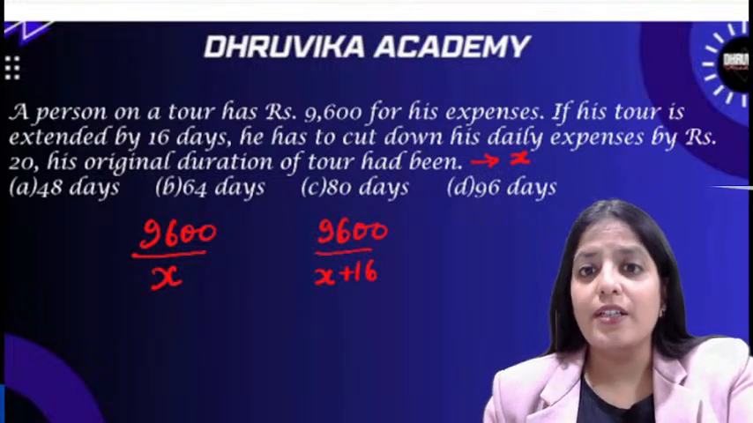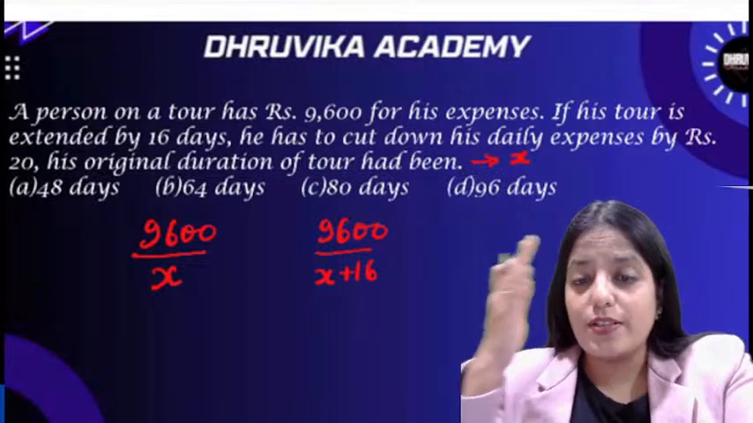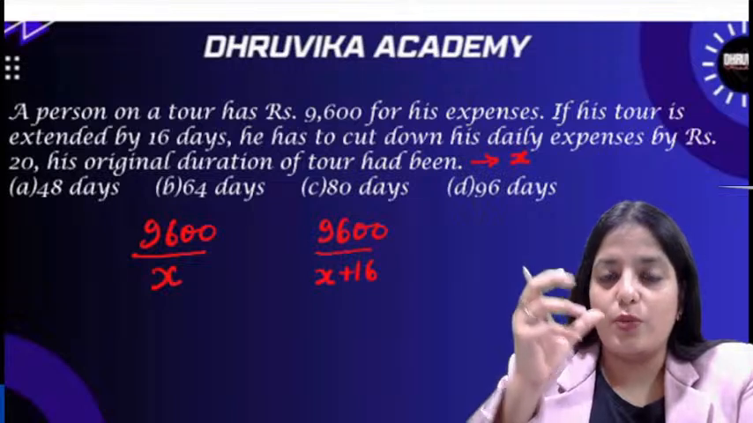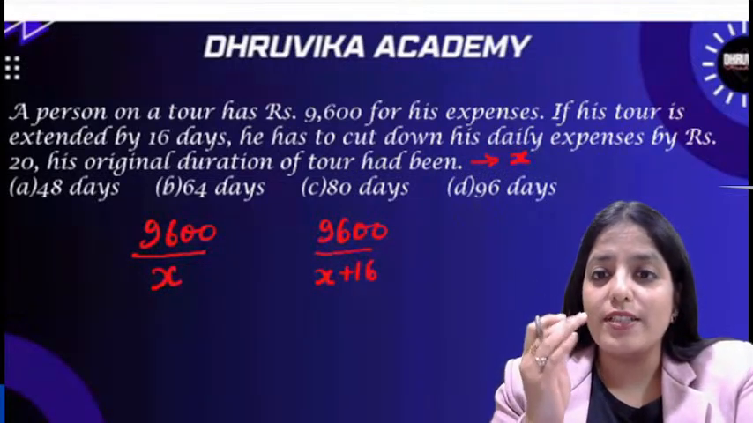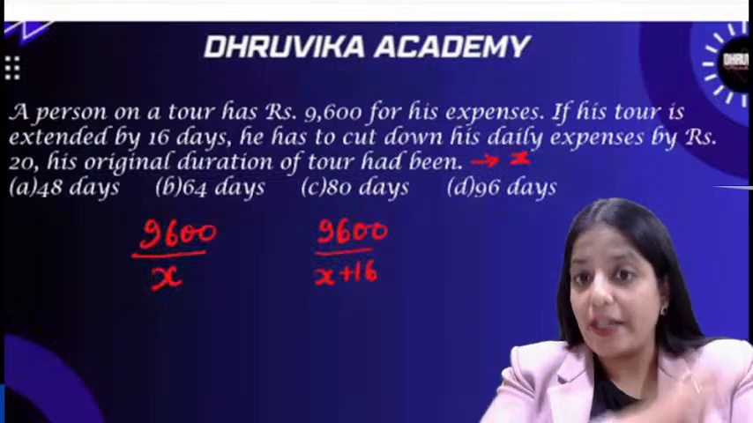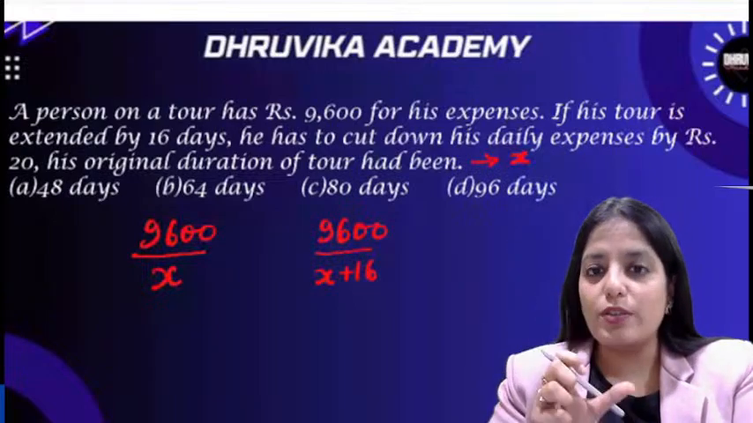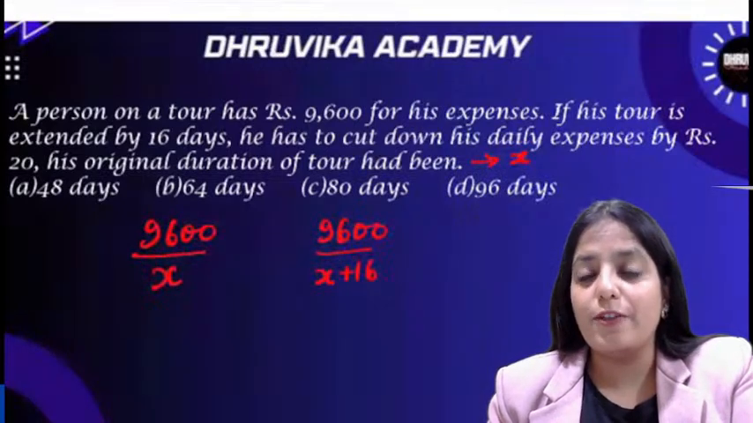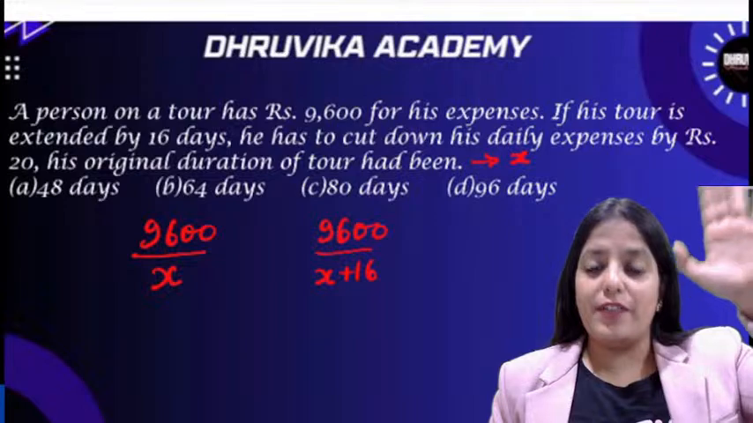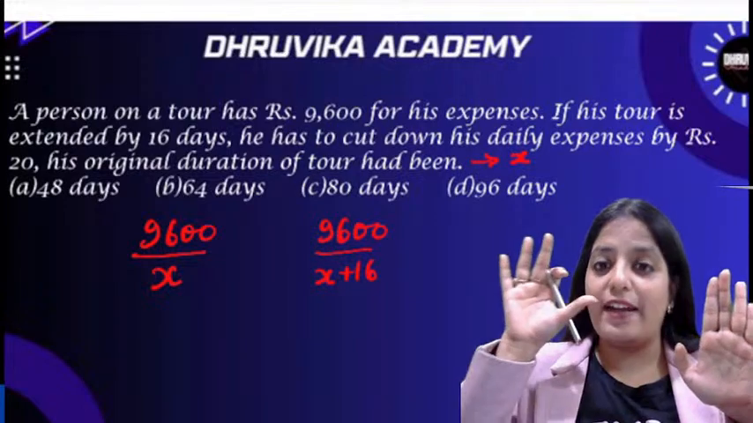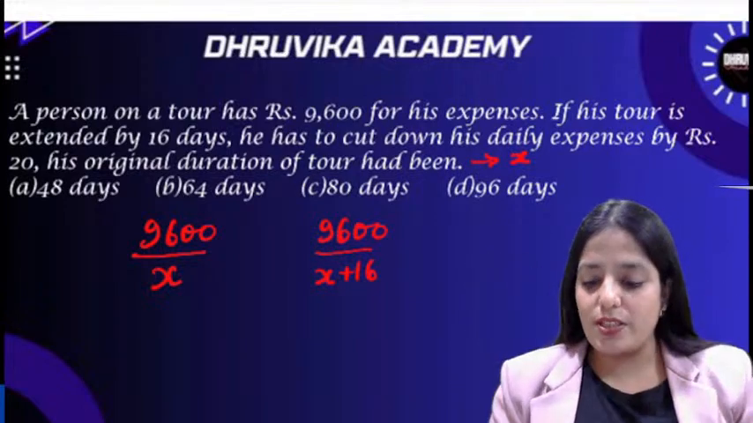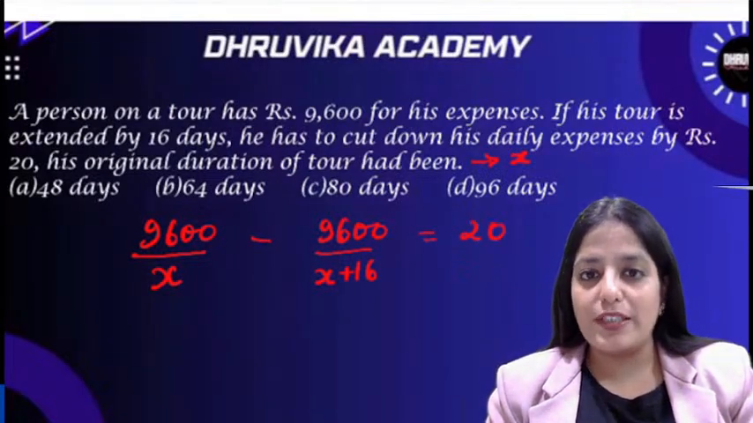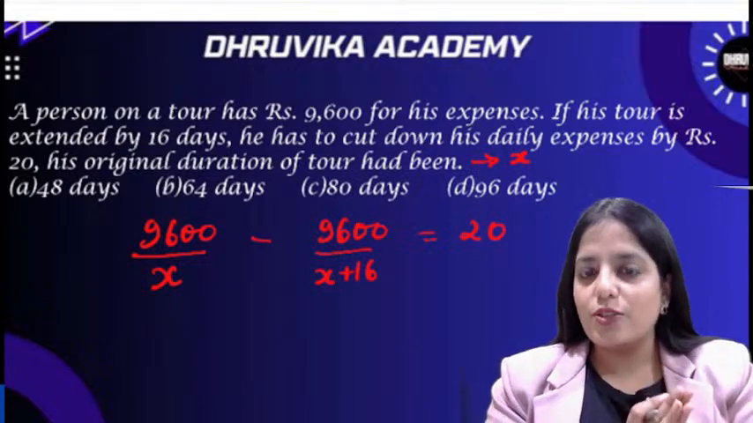Now, in order to survive for 16 more days, what does he have to do? He has to reduce his daily expenditure, what he was incurring earlier. So by how much is he reducing his expenditure? 20 rupees. So we can say the difference between the initial daily expenditure and the new expenditure is 20. Are you clear till this point?